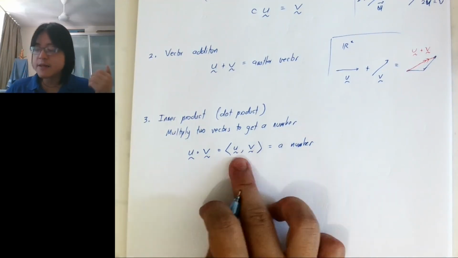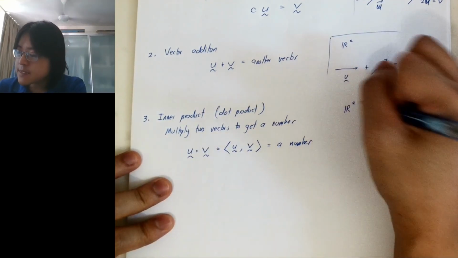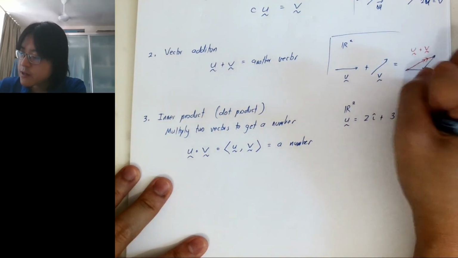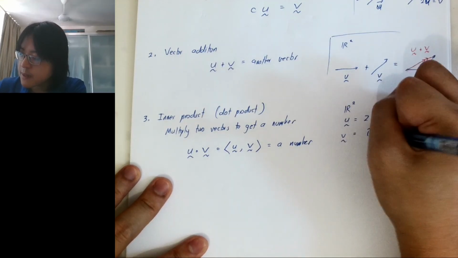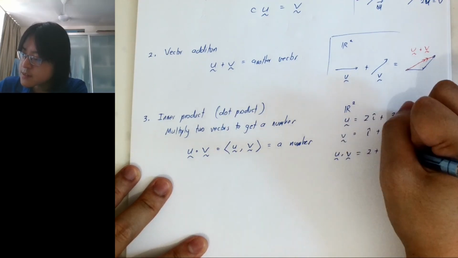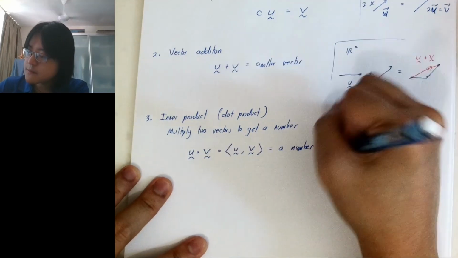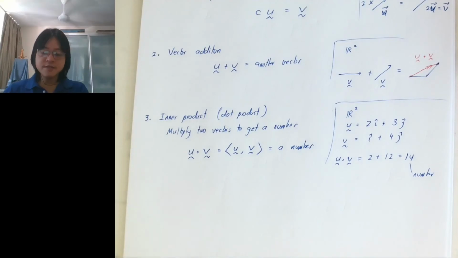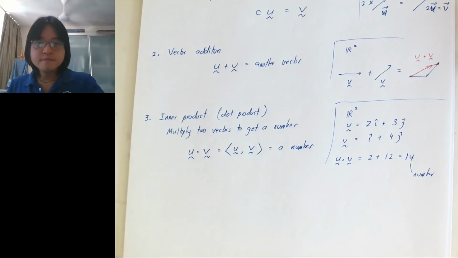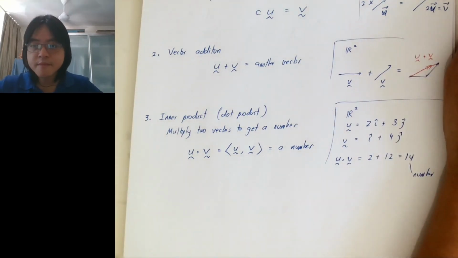I will explain the quantum mechanics one later. It's just that in quantum mechanics, you will get a complex number or a real number, but the familiar case in R2 is, let's say, I take u equals 2i plus 3j, right? And v is i plus 4j. So you can calculate u dot v, which is just 2 plus 12 equals 14. So you get a number. It's just an operation over here. Yes, basically the same.